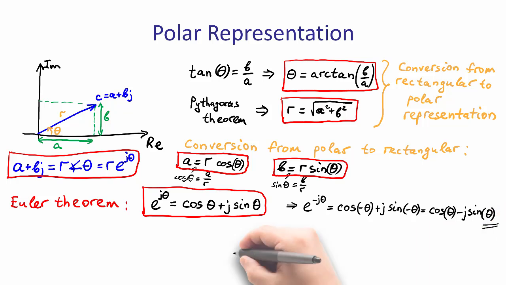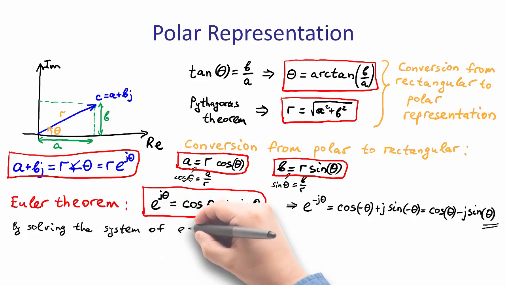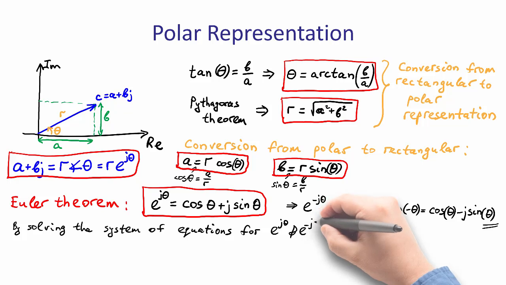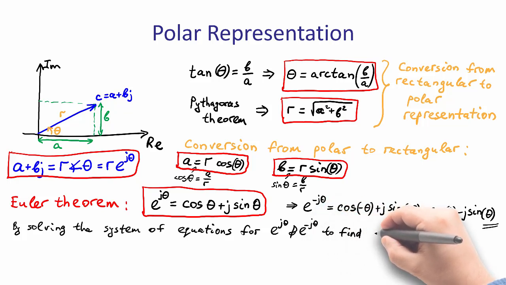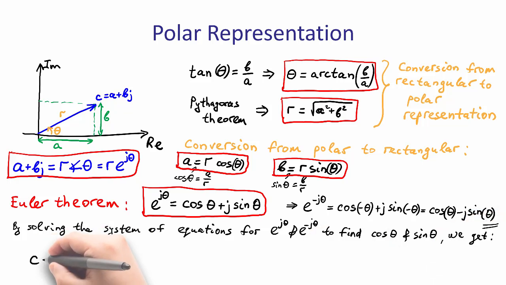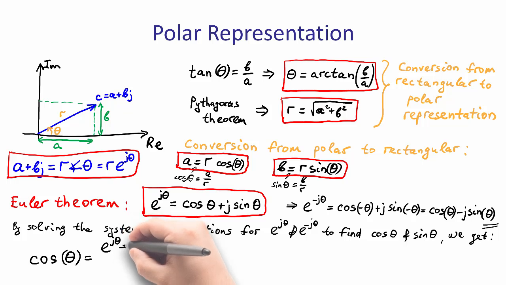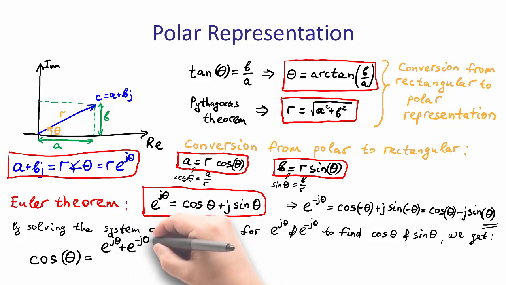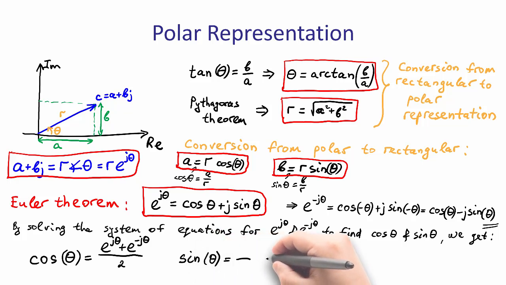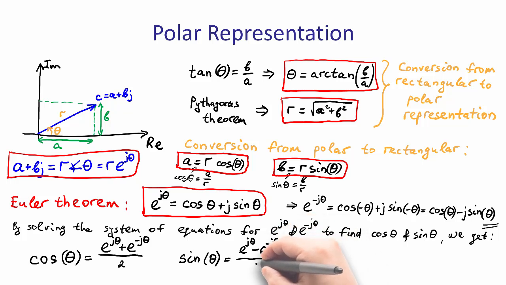Now, if we solve those two equations, the Euler theorem equation and that e to the power of minus j theta equation, we can compute what is cosine and sine in terms of those complex exponents. So cosine of theta will be equal to e to the power of j theta plus e to the power of minus j theta divided by 2, and sine will be e to the power of j theta minus e to the power of minus j theta divided by 2j.